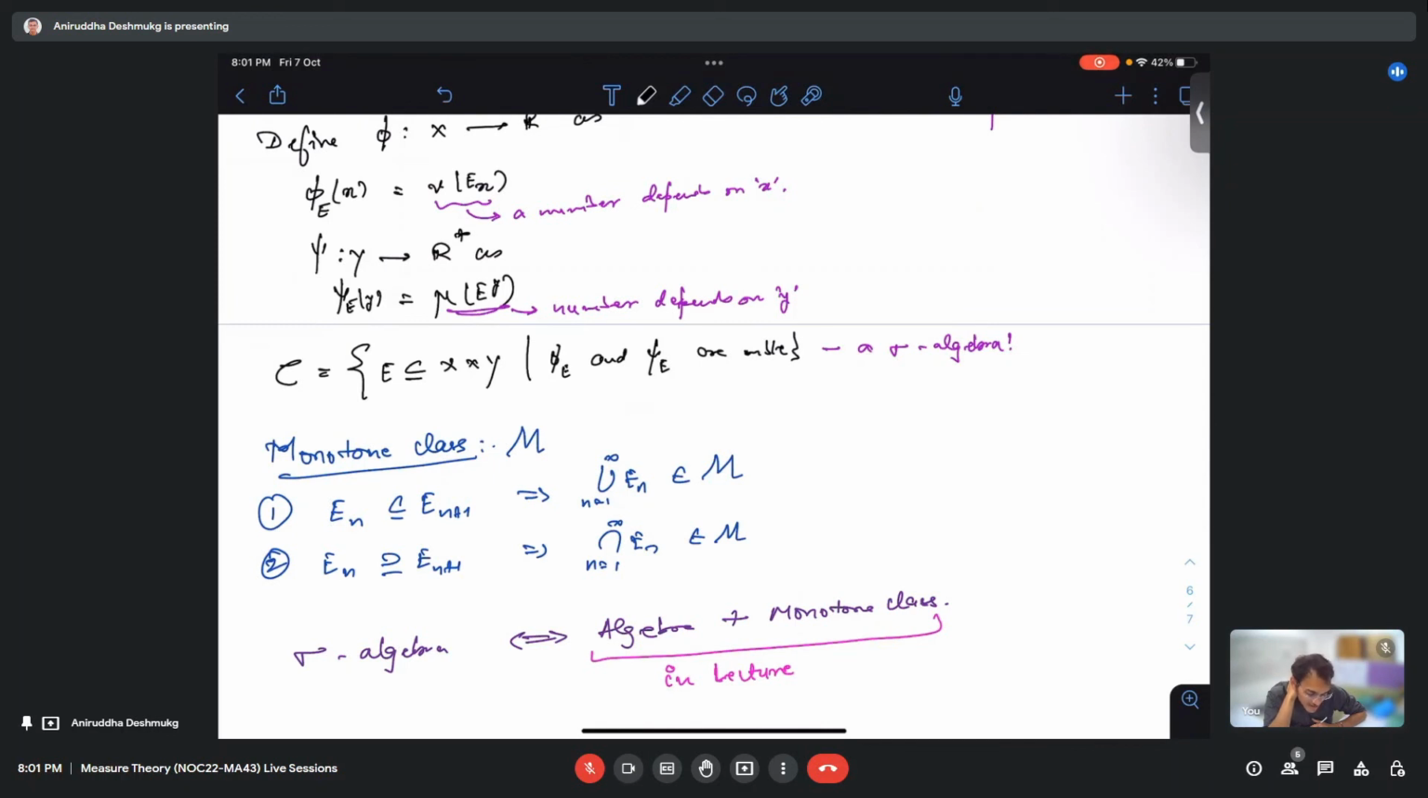Although I don't know if we can directly prove C is a sigma algebra or not. I will check and I'll let you know. That would be great. Yeah. I don't think there is, but if there is, I mean, why not? Yes. If there is a direct method, it would be better.